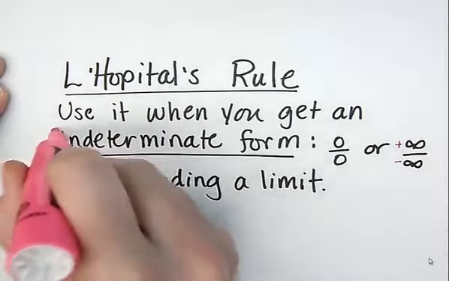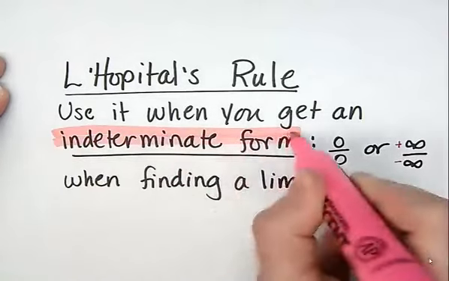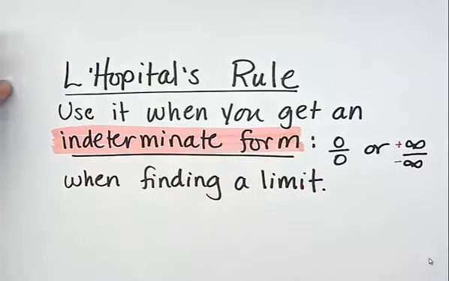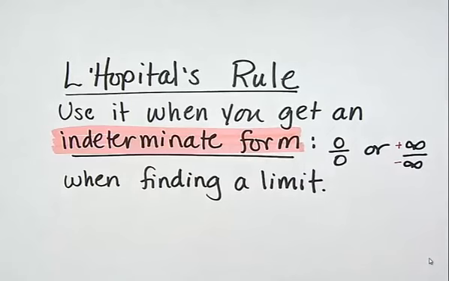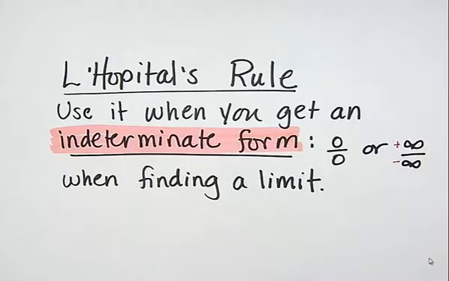It is really important to remember to use L'Hopital's rule only when you have an indeterminate form. If you use it other times, when you don't get a 0 over 0 or an infinity over infinity, it will actually give you the wrong result. So make sure you only use it during these times. Okay, let's look at the first example.